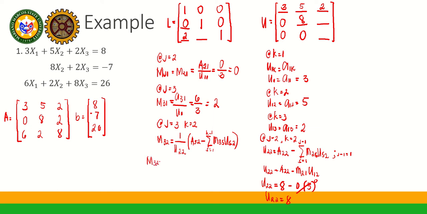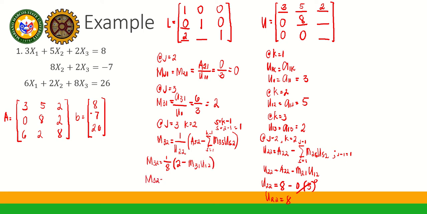So, yung M32 natin is equal to 1 over U22 natin is 8 multiplied by what is our A32. So, yung A32 natin is the element from the third row, second column. So, siya si 2. Okay, so 2. Tama. 2 minus, okay, so let's solve for S. So, yung S natin for this one, since K is equal to 2, yung S natin is K minus 1. And since K is equal to 2, 2 minus 1, so S natin is equal to 1. So, hindi na natin kailangang mag-summation. So, 1 to 1 naman yun. So, we can just substitute S with 1. So, magiging 2 minus M31 U12.